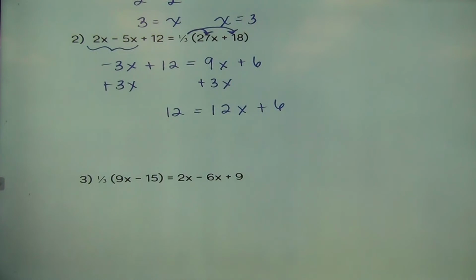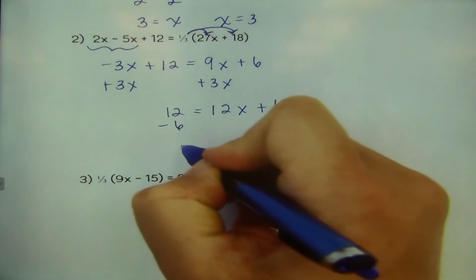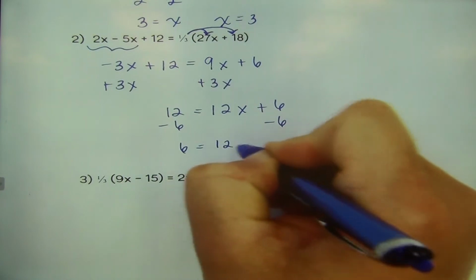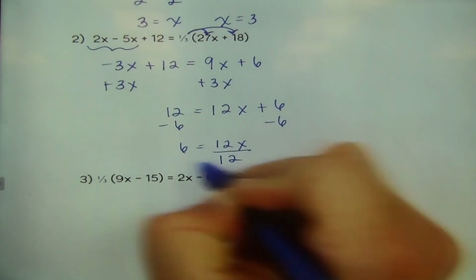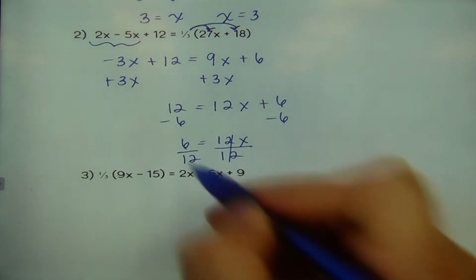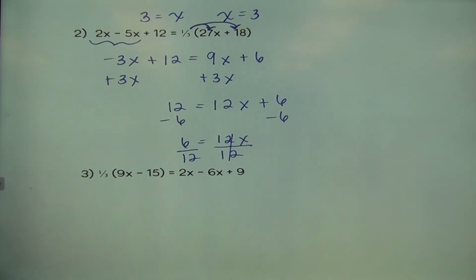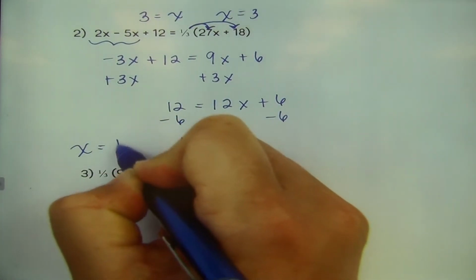The next step is to subtract my constant term, that positive 6, from both sides. I'm going to subtract 6, and I have 6 equals 12x. I'm now left with a one-step equation, and all I have to do is divide both sides by 12 to isolate my variable. So I have 1x equals 6 over 12, which simplifies down to 1/2. So x equals 1/2.